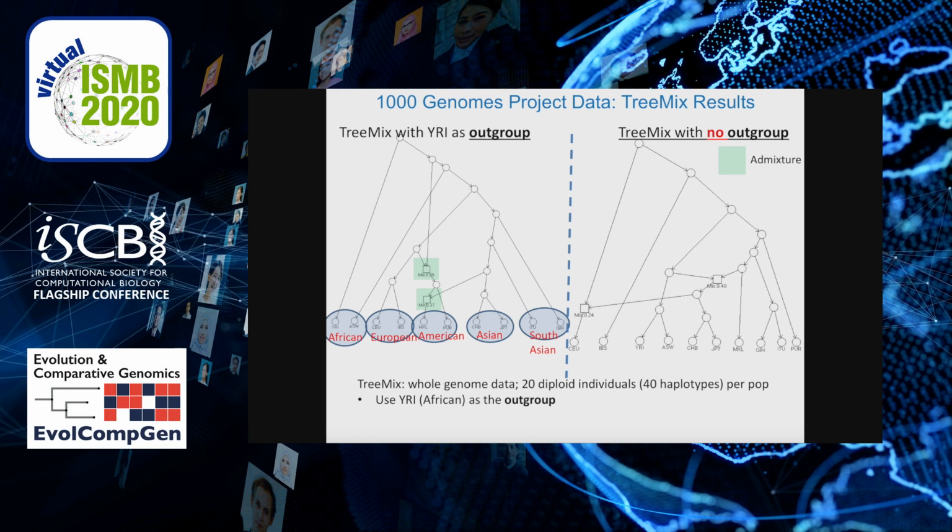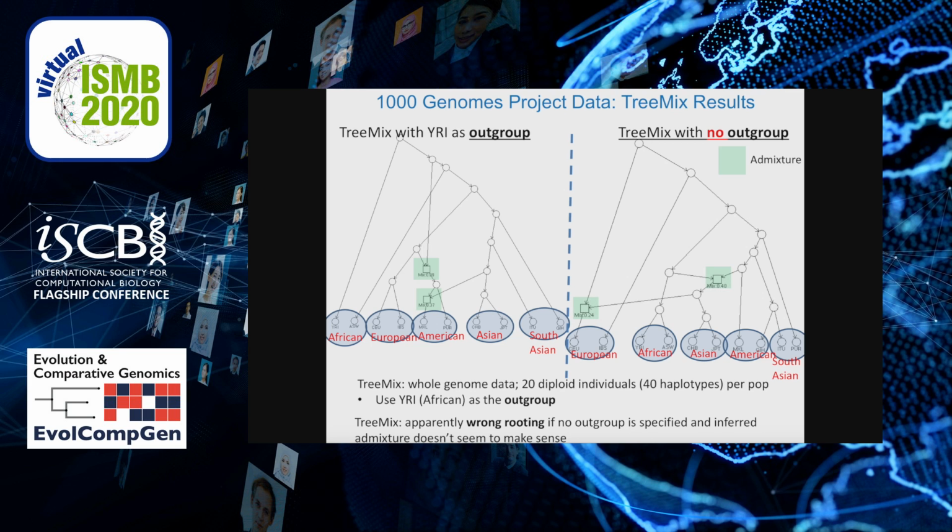The problem I observe, however, is that when I run TreeMix with no outgroup, the results, even though you still have the 2 populations from the same superpopulation clustered together, the admixture doesn't quite make sense, and also the rooting seems messed up. You probably know the so-called Out-of-Africa history. So this indicates that TreeMix apparently doesn't work well when there is no working outgroup.